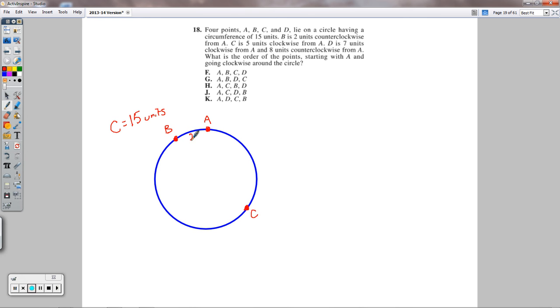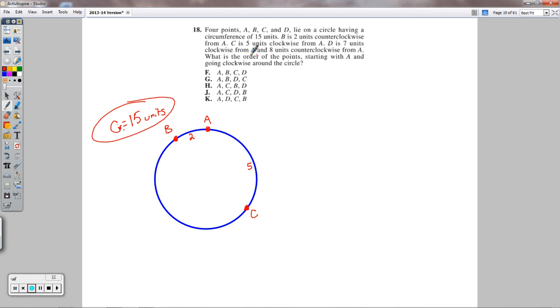So I'm going to label here that was 2, and then on the inside that was 5 from A to C. And then D is 7 units clockwise from A and 8 units counterclockwise from A. That would make sense. One way plus the other way would have to equal the whole circumference. So that C stands for circumference here. I don't want you to get that confused with this point C right there. So circumference, CIR, I'll abbreviate it there.